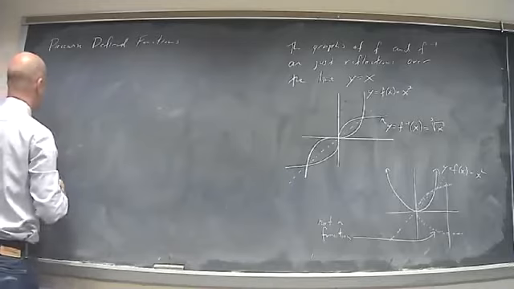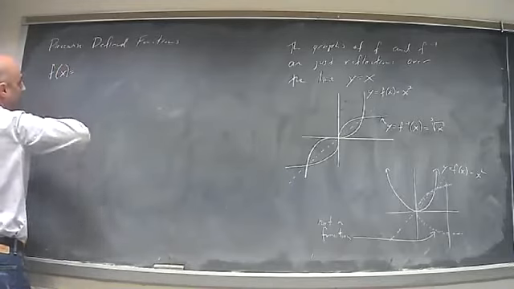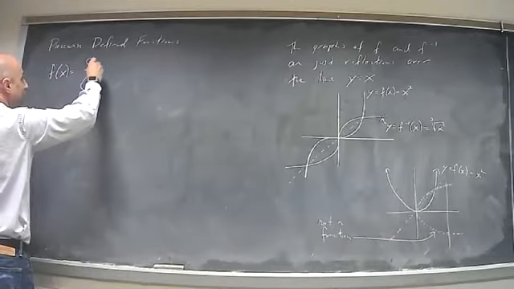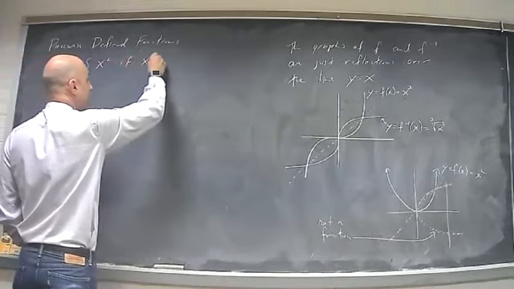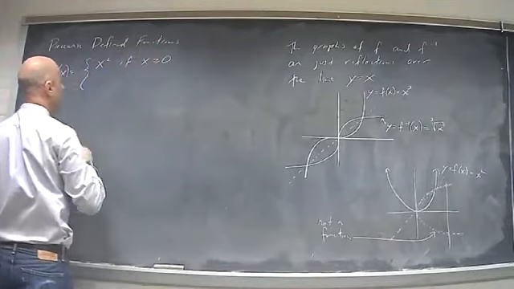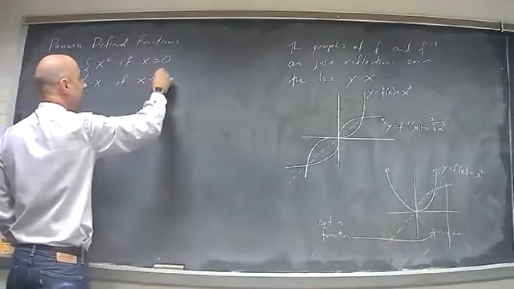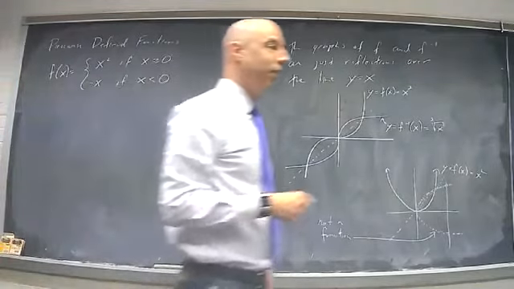I think I'm going to do this by example. Let's say f of x equals, how about x squared if x is greater than or equal to 0, and minus x if x is less than 0. This is just another way of sticking two functions together.